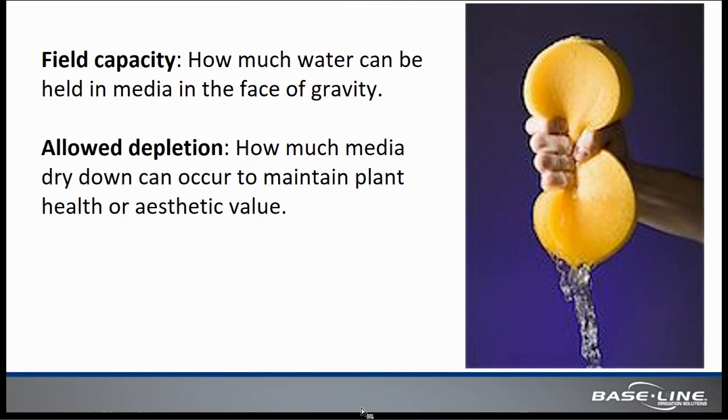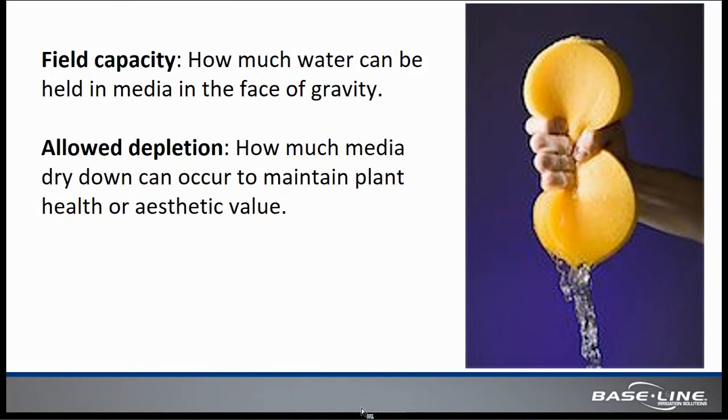So if we were to define field capacity, again, it's how much water can be held in media in the face of gravity. And I like to use the analogy of a sponge because soil works very much in the same way. If you take a sponge and dip it into a bucket of water and let it fill all the pores of that sponge with that water, and you pull it up out of the bucket and it will drain and drip, that is all saturation. Once that dripping and draining ceases, then that sponge is holding as much water as it possibly can between those pores in the medium in the face of gravity.